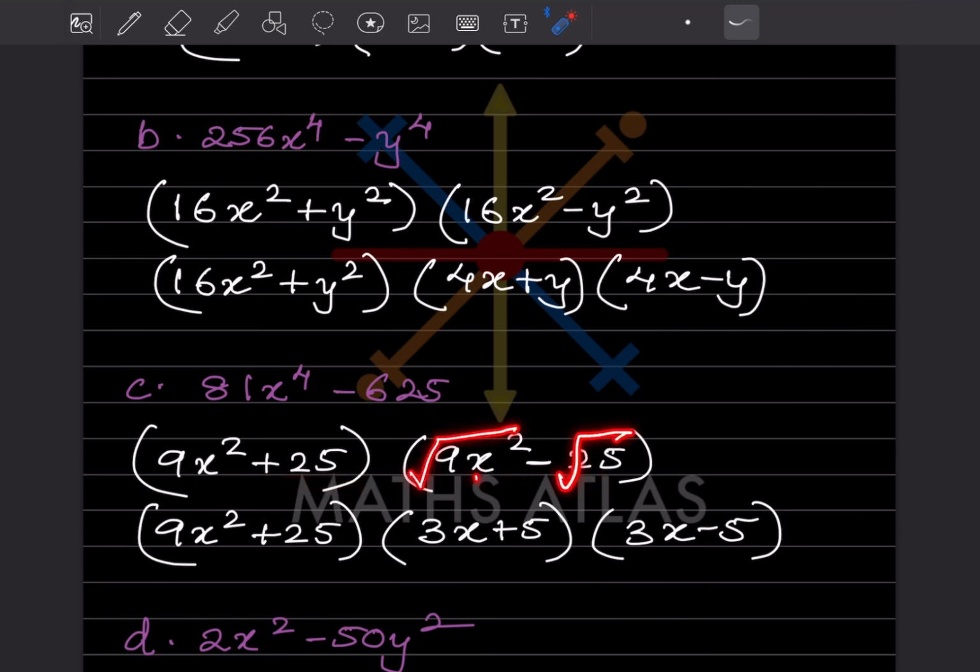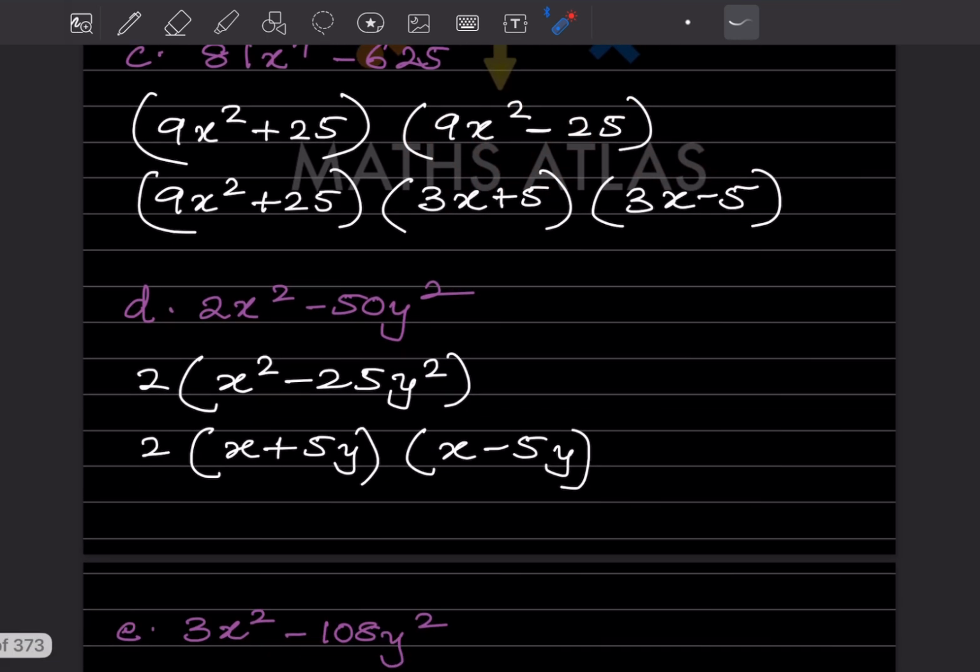So this is going to be root of 9, that is x square, that is going to be 3x. 3x plus 5 and 3x minus 5. For this one, this is slightly different. Here we have to take 2 common from these two terms. So what will remain in the bracket? 2x square minus 50y square.